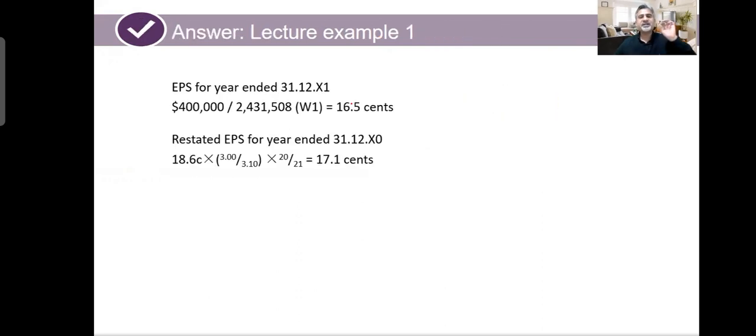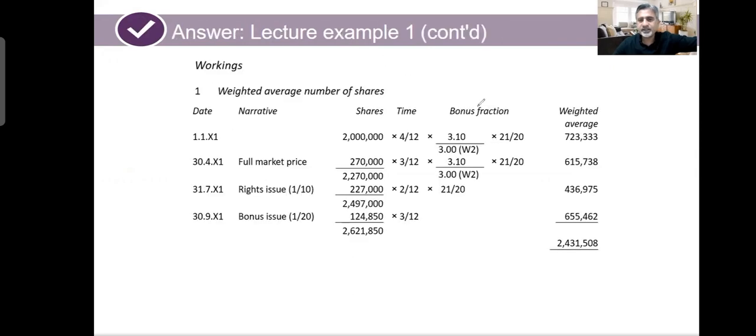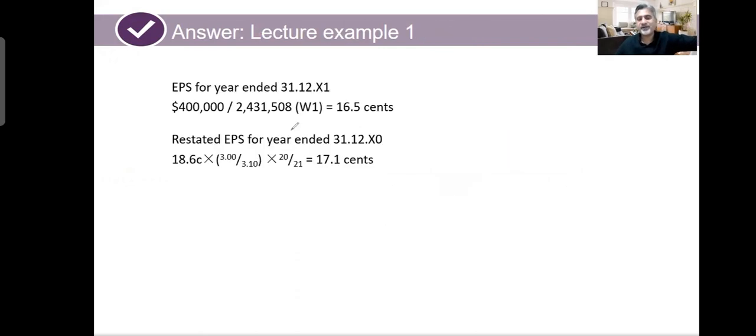Multiply it with the reciprocal of the bonus factor. So 18.6 into the reciprocal of what was before 21 by 20. If you go back and see here, you are multiplying with 21 by 20. But when you do restatement, you change it to the reciprocal: you do it 20 by 21. This is the bonus factor for bonus issues, because of the theoretical ex-rights price of your shares. 18.6 into this, your restated EPS is 17.1.